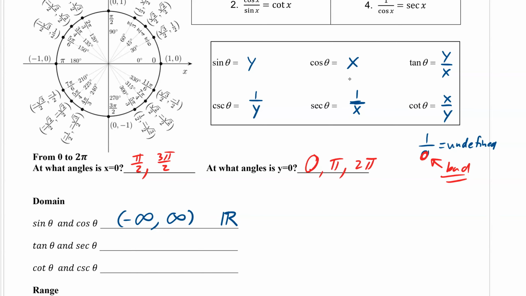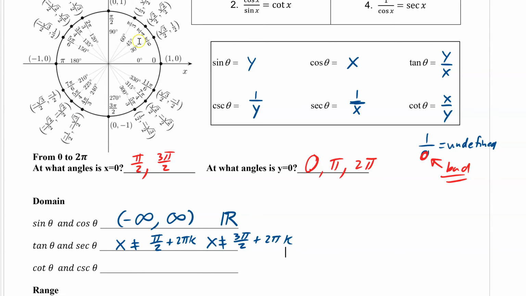Tangent and secant, you see, have a denominator of x. And so when is x equal to 0? At pi over 2 and 3 pi over 2. So we know that x cannot equal pi over 2, and x cannot equal 3 pi over 2. Okay? Now, we have issues here constantly. So you have to add to it 2 pi k, and add to it 2 pi k.